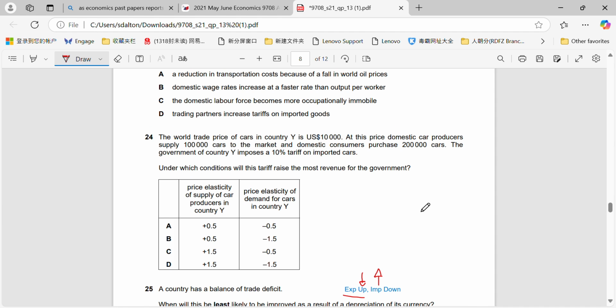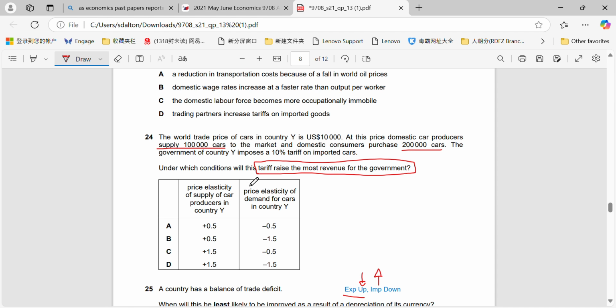Question 24. The world trade price of cars in country Y is US $10,000. At this price, domestic car producers supply 100,000 cars, domestic consumers purchase 200,000 cars. Government of country Y imposes a 10% tariff. Under which conditions will the tariff raise the most revenue for the government? So, domestic consumers are purchasing 200,000 a year. Domestic producers are supplying 100,000.